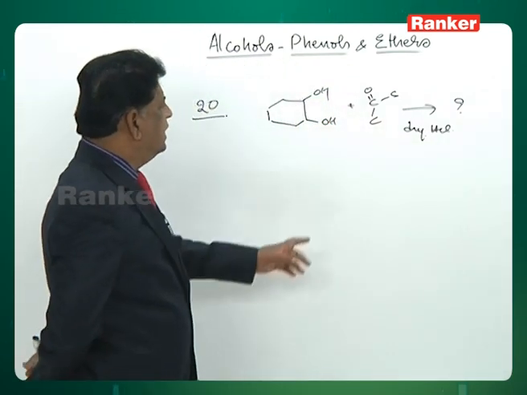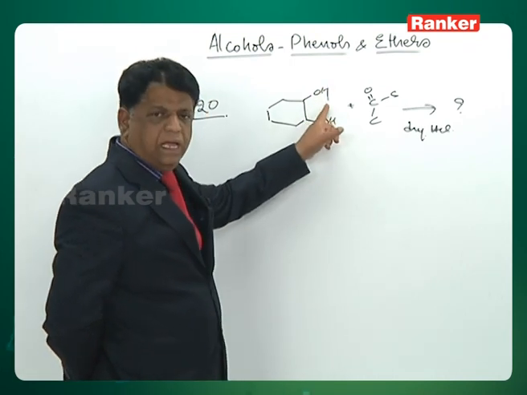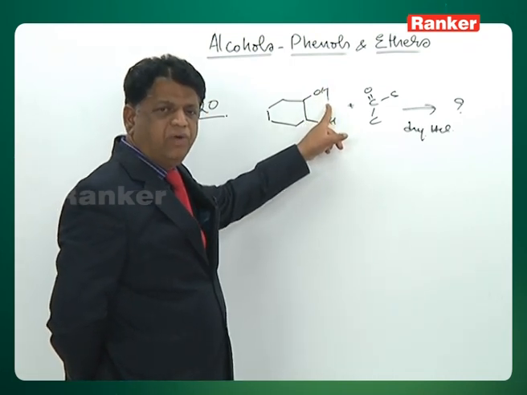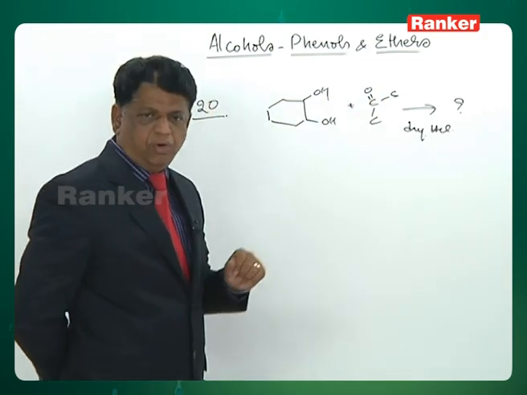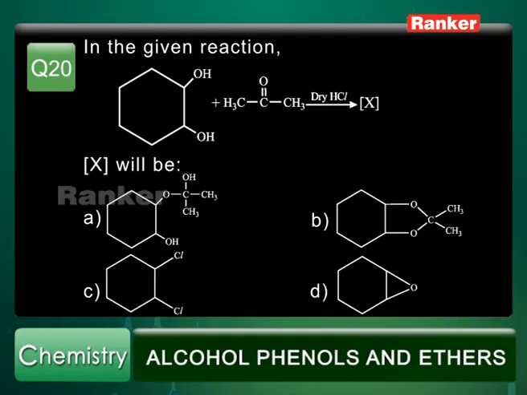In one option, the tertiary butyl group is added. Tertiary butyl contains 4 carbons and we have added only 3 carbons. How would the 4th carbon come? That's wrong. In the second option, a ring closure is shown. In the third option, Cls have come, that is HCl, Cls are coming.